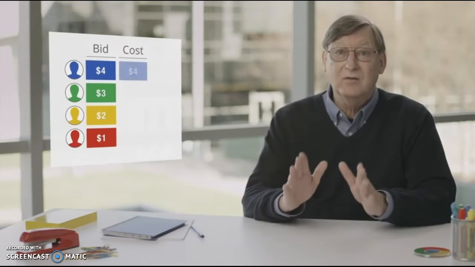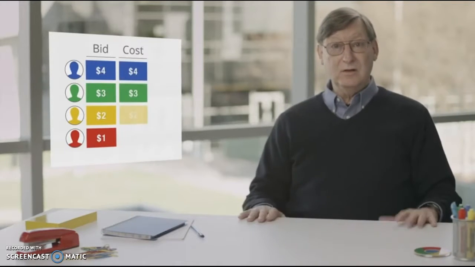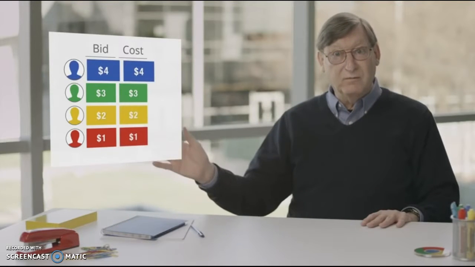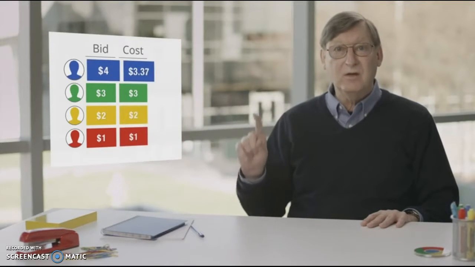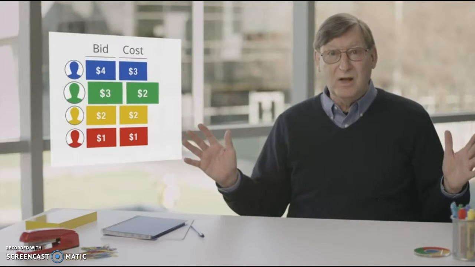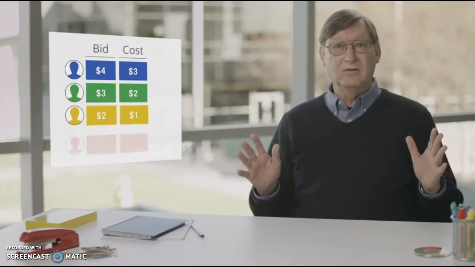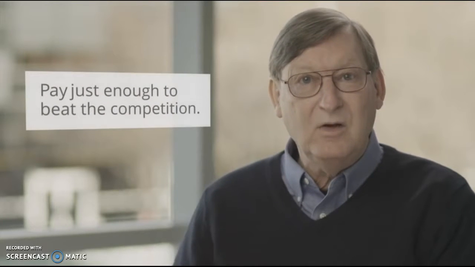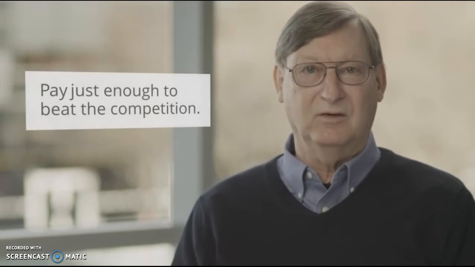Google uses a variation of what's called a second price auction. And in a second price auction, the buyer doesn't have to pay their full bid. They only have to pay the amount of the next highest bidder below them. So in this particular case, the first advertiser was bidding $4. They'd only have to pay $3, which is the bid of the second highest advertiser. Same thing applies to advertiser 2 and to advertiser 3. This design allows each advertiser to bid their true maximum willingness to pay for a click, but they only have to pay just enough to beat the competition.